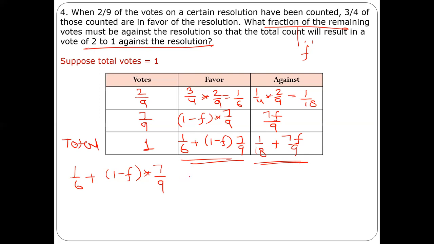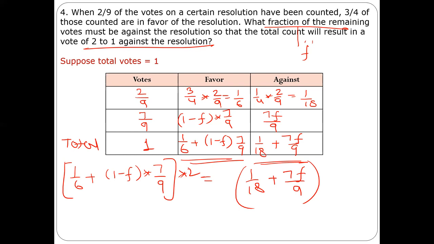So against the resolution is 1 by 18 plus 7F by 9, and it must be 2 times the number of votes that are for the resolution. And then, believe it or not, you solve for F, which is what we want, right? What fraction? F. So let us do it this way, and then we'll look at a shortcut also.